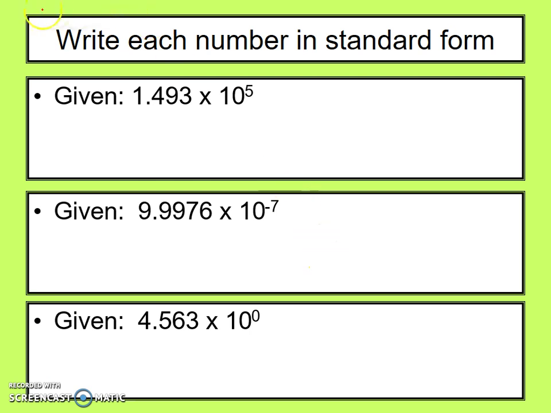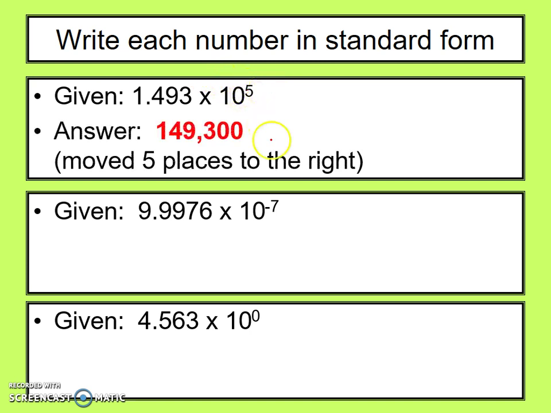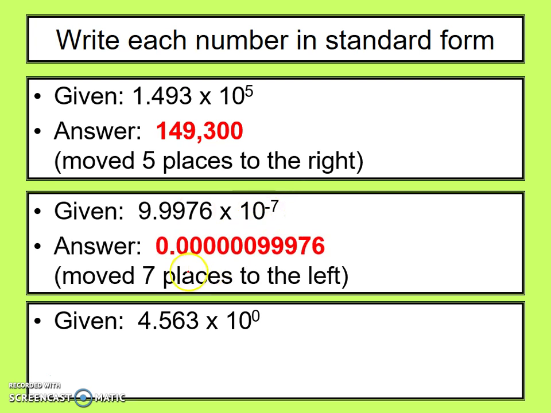Okay, so let's take a look here. This first one, we had a positive exponent of 5, so we're going to move the decimal 5 places to the right and get an answer of 149,300. All right, our next one, we had an exponent of negative 7, so that means we're going to move the decimal 7 places to the left. And so after your decimal point, you should have 6 zeros before the first 9.